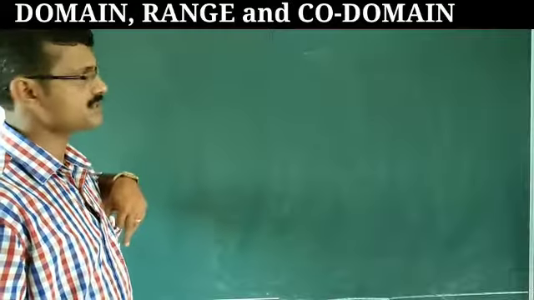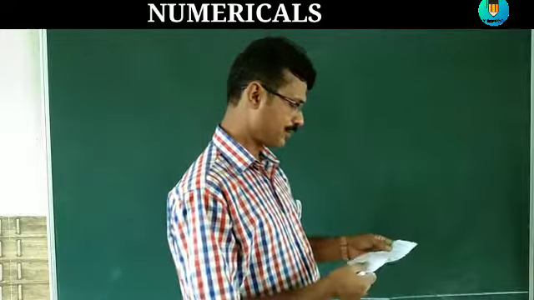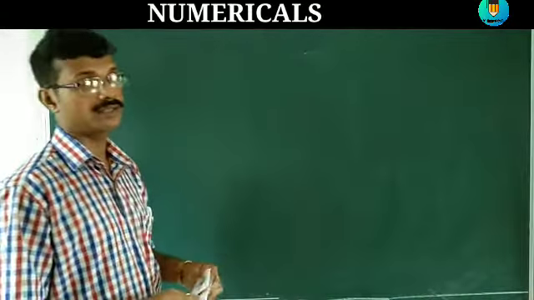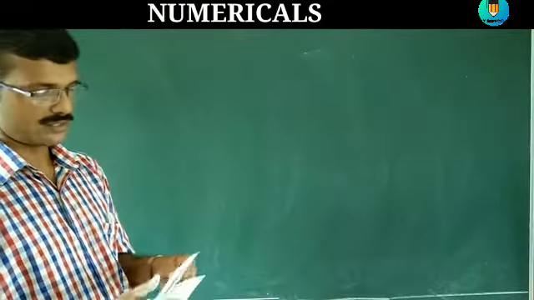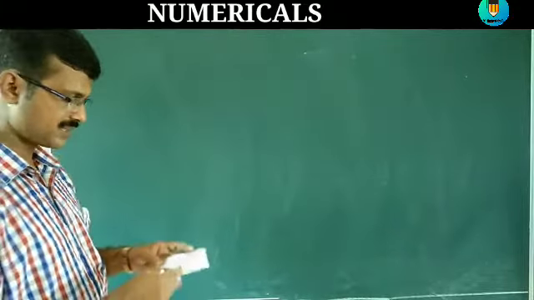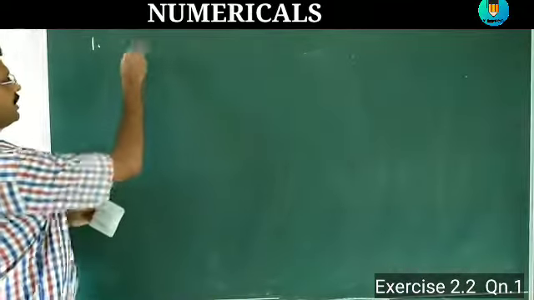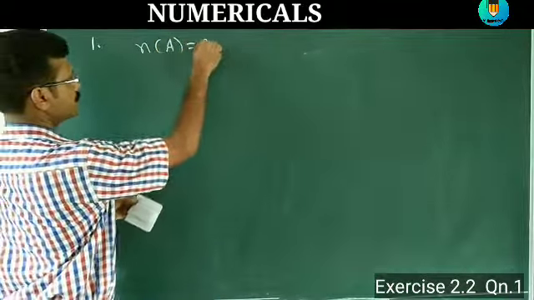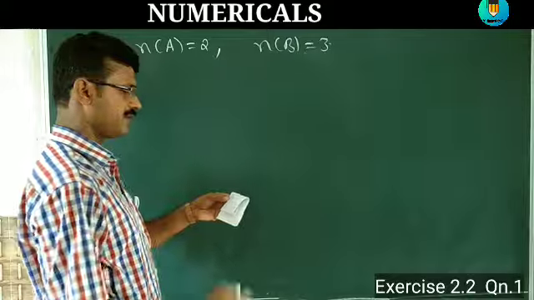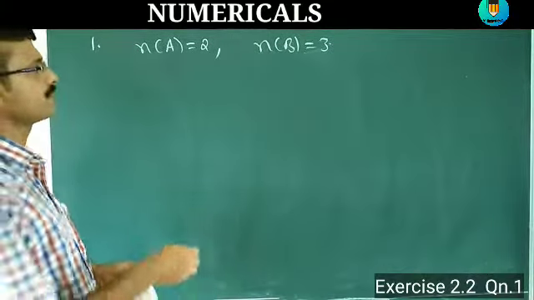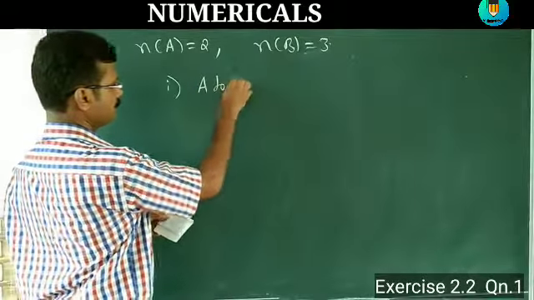So now we will do a few questions from the exercise. That is exercise 2.2. I think by now you have completed the chapter number 1 first 3 exercises and chapter number 2's first exercise. Now we will do chapter number 2 second exercise. First of all, question number 1. It is given n of A is equal to 2, n of B is equal to 3. We need the number of relations from A to B.